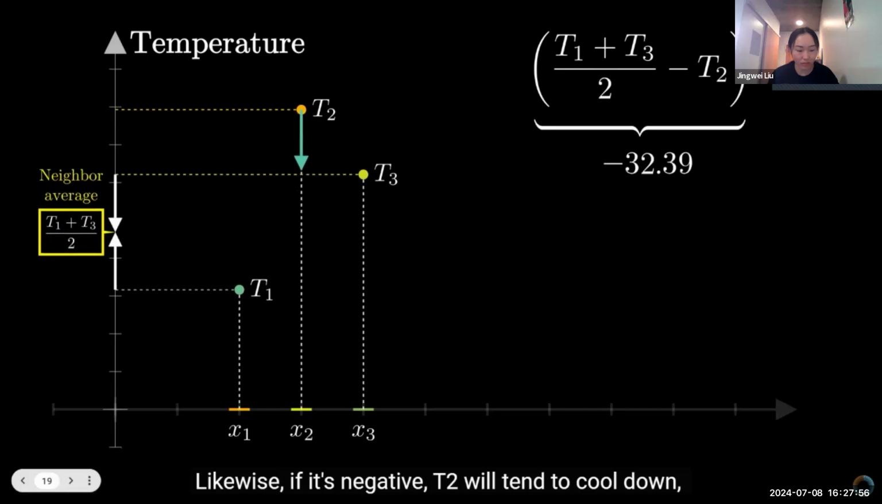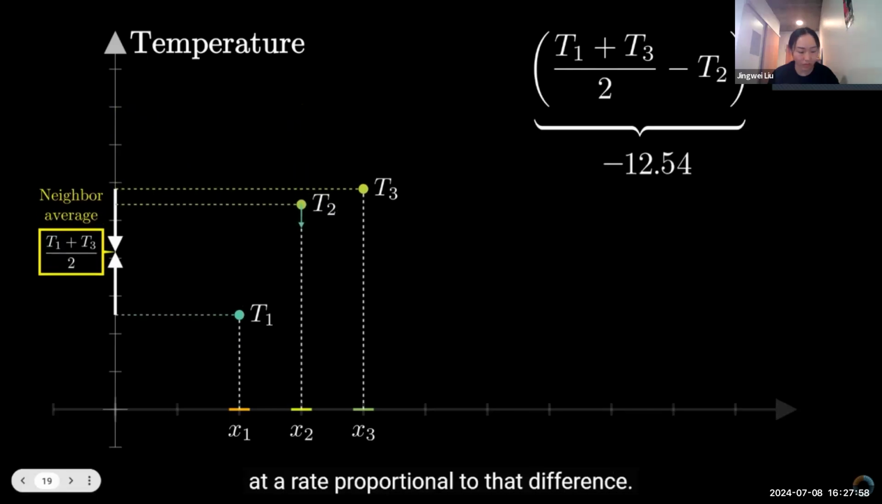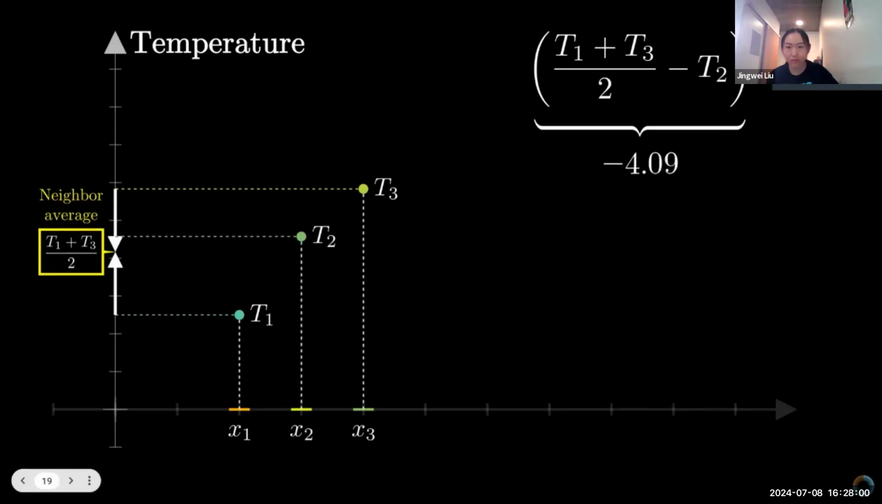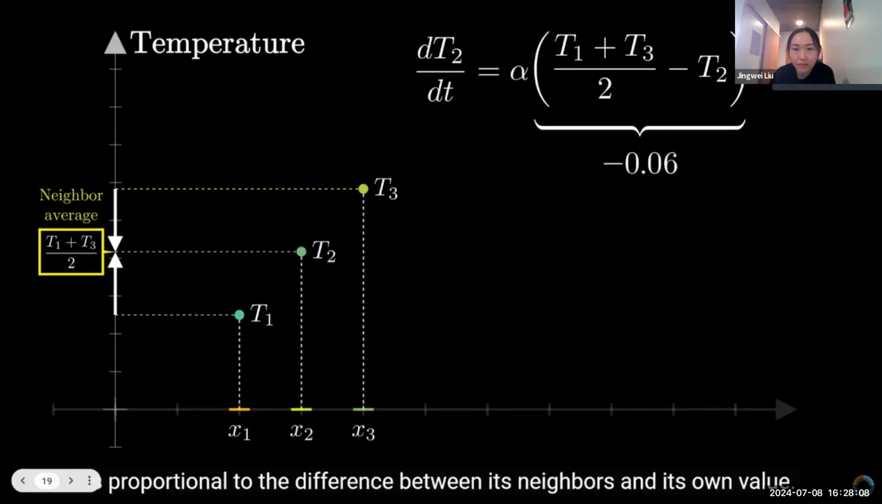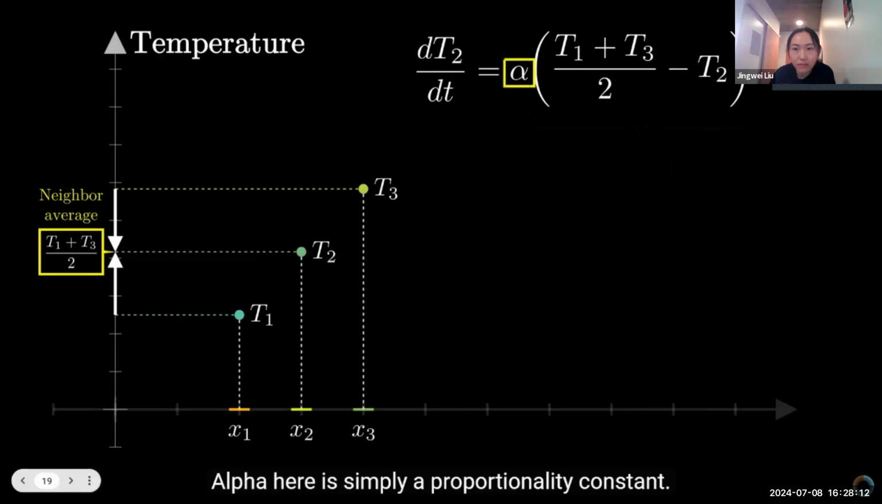Likewise, if it's negative, T2 will tend to cool down, at a rate proportional to that difference. More formally, we write that the derivative of T2, with respect to time, is proportional to the difference between this average value of its neighbors and its own value. Alpha here is simply a proportionality constant.